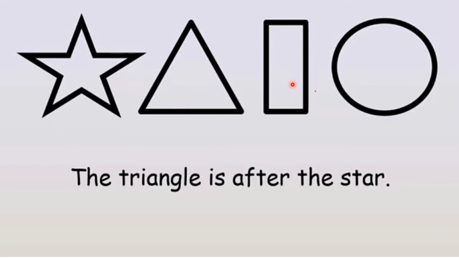Okay. And before. The star is before the triangle. Star is before the triangle. Next, between. Which is between? Star and rectangle, these are both the sides. This triangle is in between. From these two, star and rectangle, this is the between. Okay, children.